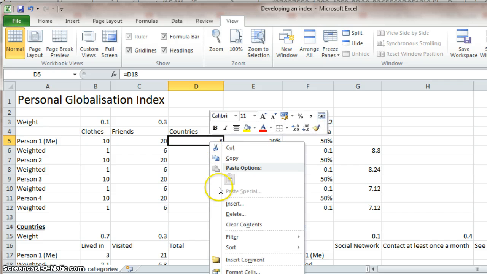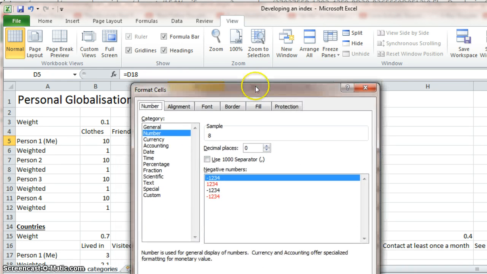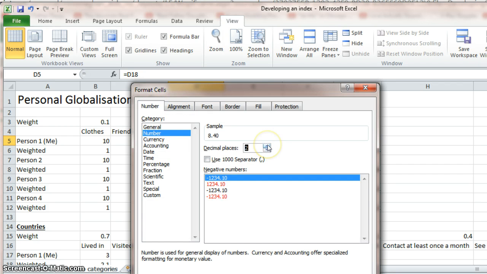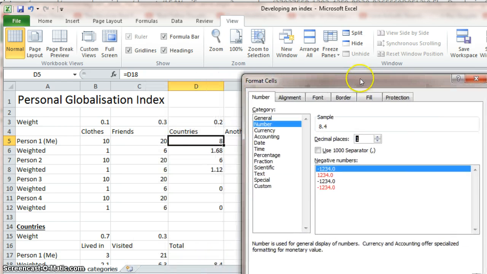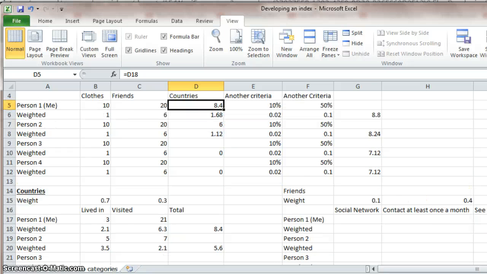So if I go to format cells and then number decimal places, okay, there you go, we can see it's 8.4 now. So press OK, and all I've done there is gone equals D18. So whatever this figure is going to be the same as this down here, and I've done exactly the same for person 2.